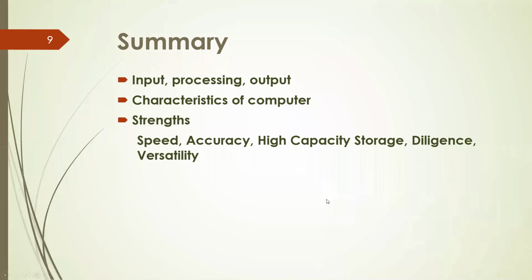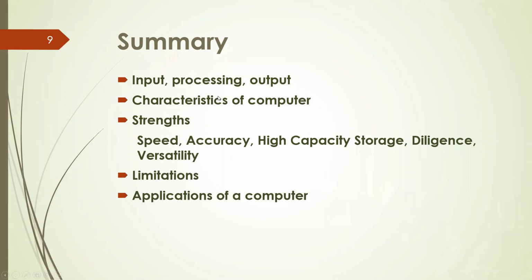Next is limitations. From the limitations, what you have learned is that a computer cannot take any decision by itself. Hence, a human being needs to program it to perform a specific task. Okay, and it cannot adapt to circumstances, unlike human beings.